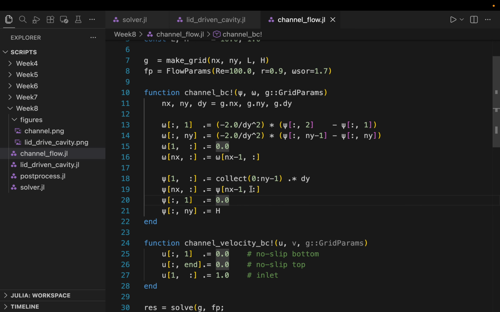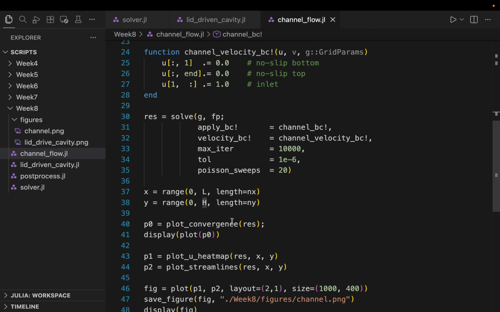And next, this is the outflow condition. Outflow, I'm just doing that whatever is on the outside should be equal to this one. So whatever is on the end point should be equal to whatever is at n minus 1 point. So this is for the outflow condition. At y equals 1, this is the bottom wall, psi is 0, and the top wall we are keeping psi equal to h, as I told just now.